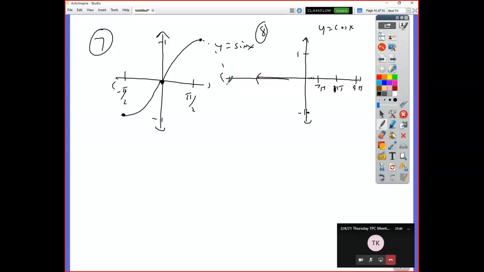But 0 is the same as what? 7 pi? Why? How often does this thing repeat? What? How often does this thing repeat? It repeats every 1. Every pi. All right, I'm backing up.